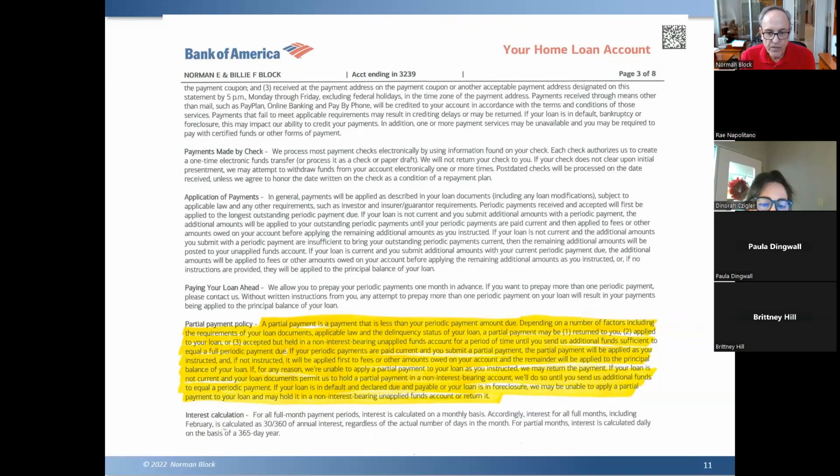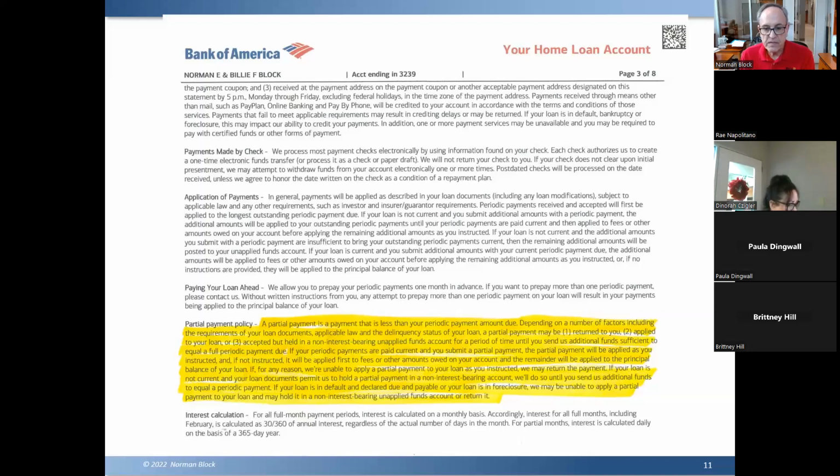Well, there you go with a bunch of gibberish right there. Periodic payment means the full payment that's due every month, one per period, as required by your loan documents. A partial payment is some money that you send in that is less than a full payment. That's what that first sentence means.